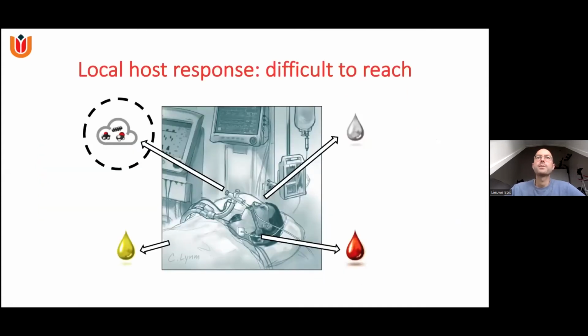When we look at such a patient and we want to learn more about the local host response, we should also recognize that this is very difficult to reach. We could, of course, draw blood or take urine, but this is uninformative about most of the disease processes within the lung, although it does inform us about the systemic abnormalities that might have caused the lung injury.